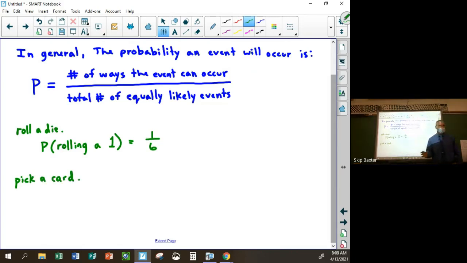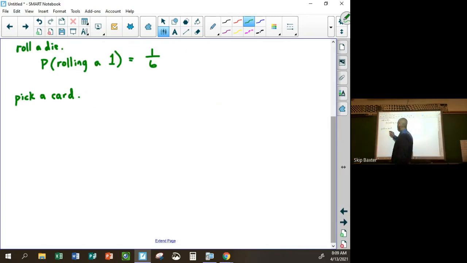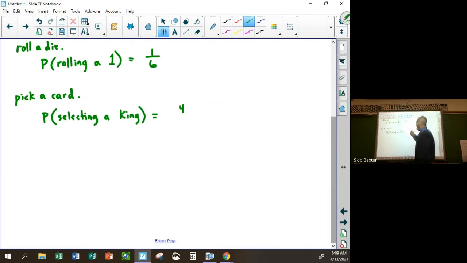Suppose you pick a card randomly from a deck. Okay? A deck of cards has how many cards? 52, right? 52 cards. If you want to calculate the probability of selecting a king, the probability would be 4 over 52, right? There's 4 ways to select a king. It could be the king of hearts, the king of clubs, the king of spades, the king of diamonds, 4 ways. And there's 52 equally likely outcomes, all 52 cards in the deck, right?